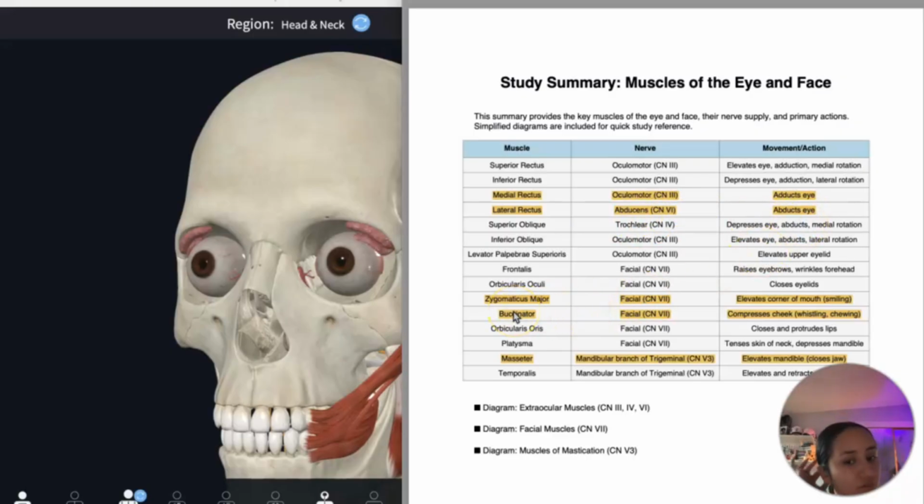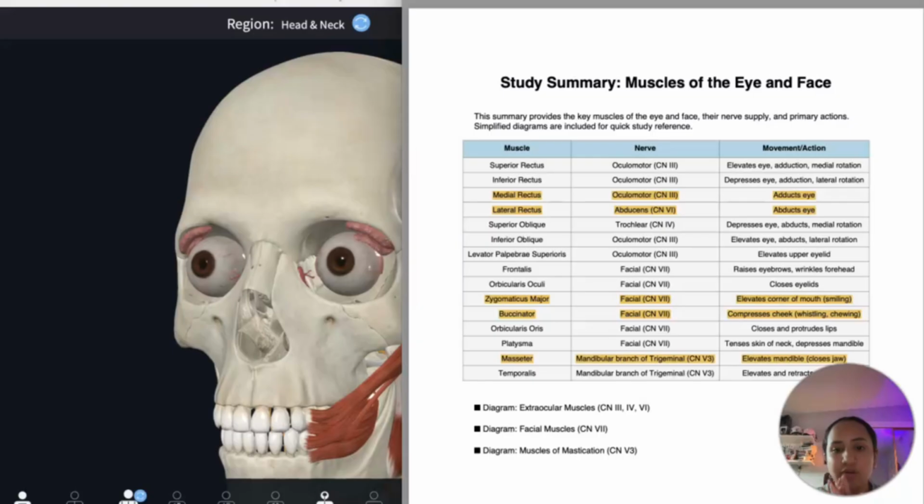And then for the facial ones, I chose the zygomaticus major, and that's innervated by the facial nerve, cranial nerve 7, and this elevates the corner of the mouth, which is smiling. The other one I chose is the buccinator muscle, and this is innervated by the facial nerve, which is cranial nerve 7 as well. This compresses the cheeks, so we're going like that. And then the masseter is the other muscle I chose, and this is innervated by the mandibular branch of the trigeminal nerve. This elevates the mandible, so it closes the jaw.